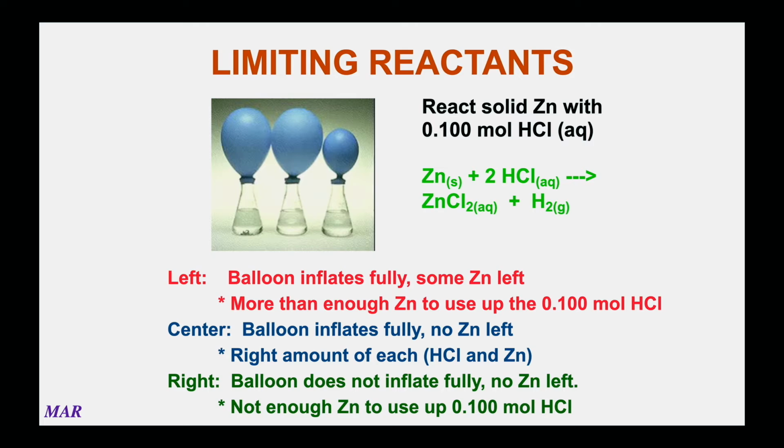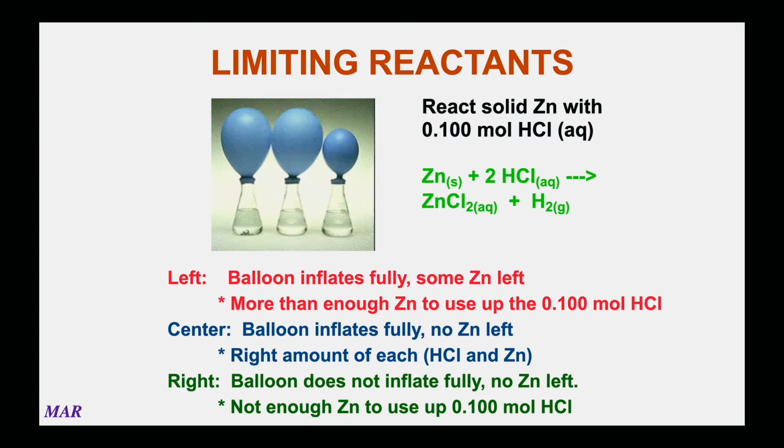In this reaction, which I think is pretty clever, each of those little Erlenmeyer flasks with a balloon on them has 0.100 moles of hydrochloric acid, which is HCl, and it's HCl-AQ. This is the first time we've run into it. AQ means aqueous, which means dissolved in water. So the HCl is dissolved in water is what that means.